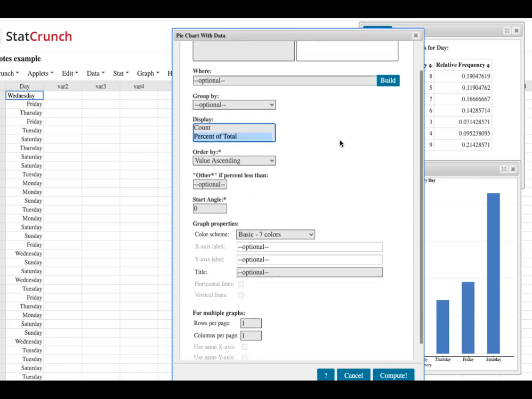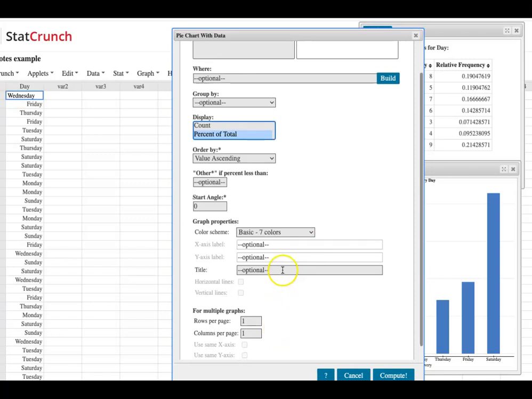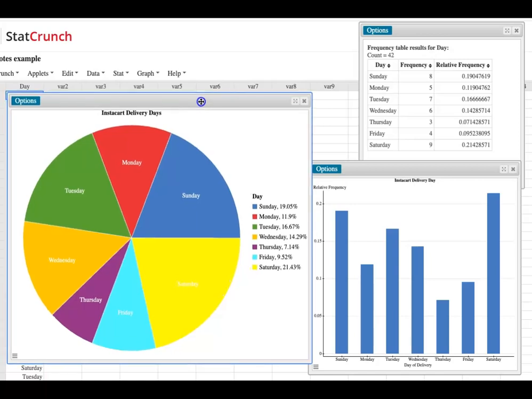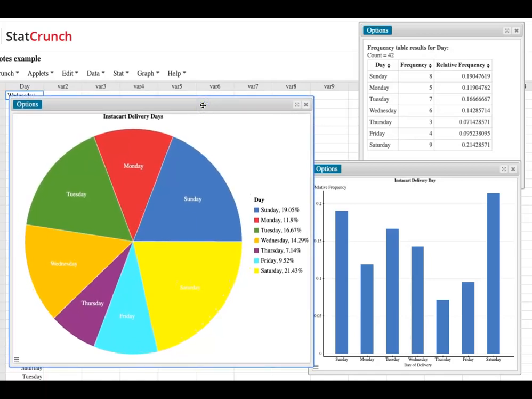And then we have to enter a title. So again, I'm going to use the same title I did before, Instacart delivery days, and click compute. Notice that it not only gives me the very pretty color-coded values in my pie chart, but it gives me the percentages over on the right side. If we had chosen count, it would give us the individual frequencies of each.